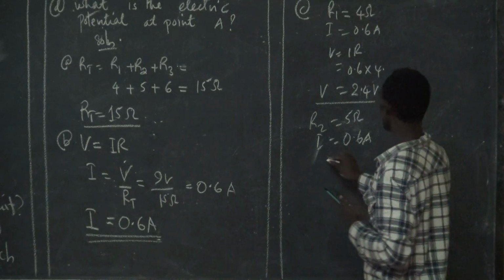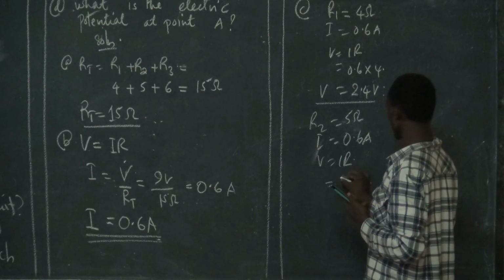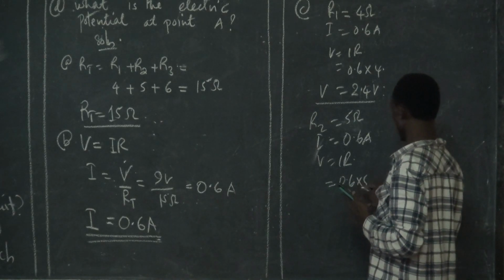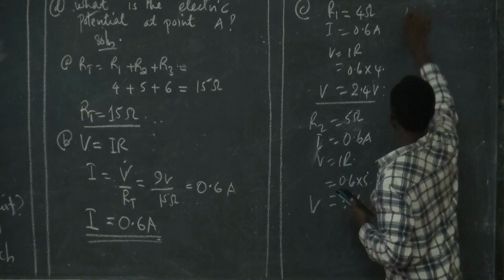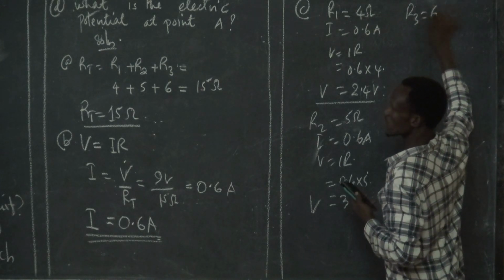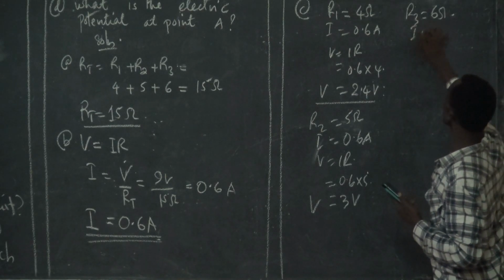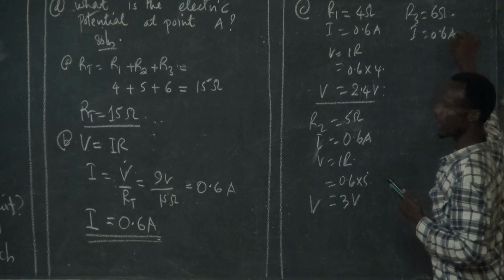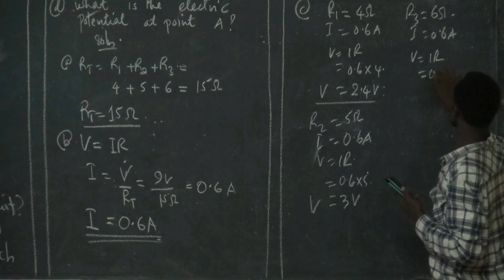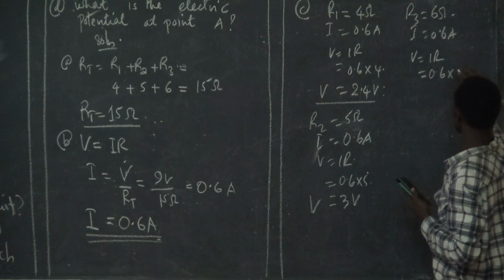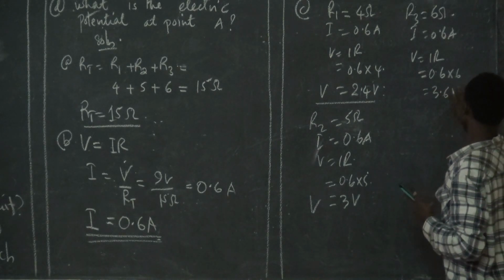Also here, V is equal to IR. Now, V is equal to 0.6 times 5, which is equal to 3 volt. Now, for R3 equal to 6 ohm, the current is the same, equal to 0.6 ampere. Voltage is equal to IR, with I equal to 0.6 and R equal to 6. It is equal to 3.6 volt.